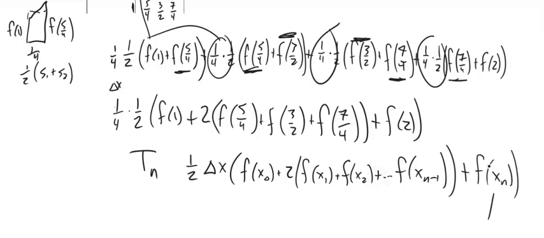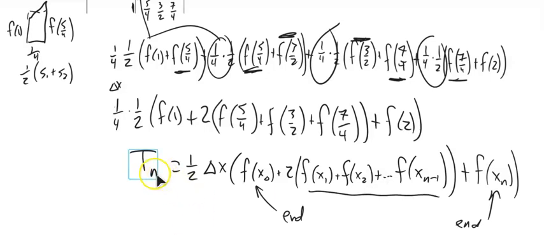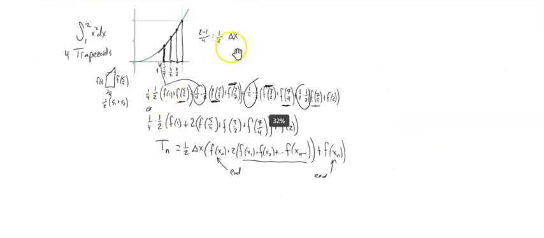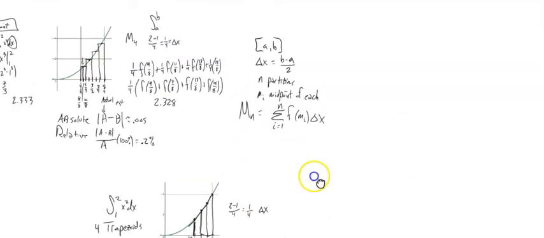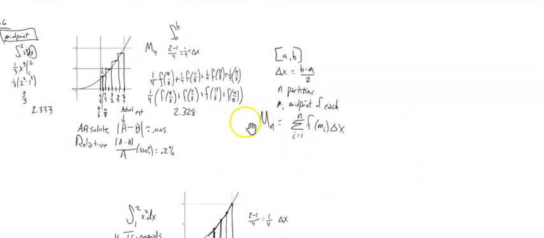Right? These are the ends. These are all the ones in the middle that happen twice. And n is our number of partitions. Change in x is that. So again, we could plug that into our calculator. We could estimate it and get there. So we've got this trapezoid approximation, and we've also got this midpoint approximation.